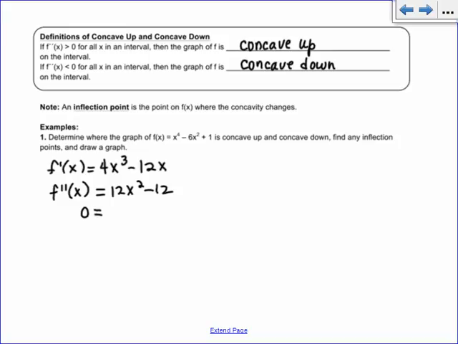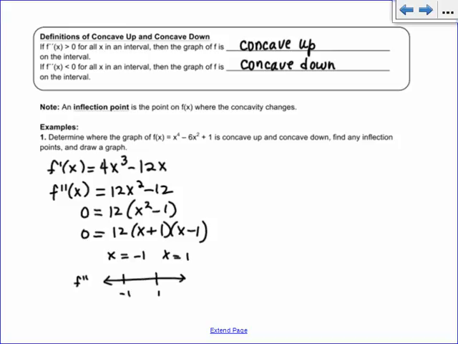So I want to set the second derivative equal to 0. It's very similar to finding critical points, but we don't call these critical points. We call them points of interest. Think of inflection point, point of interest. All right, so I get x equals -1 and x equals 1. So these are possibilities for points of inflection. They don't have to be points of inflection. They could be.